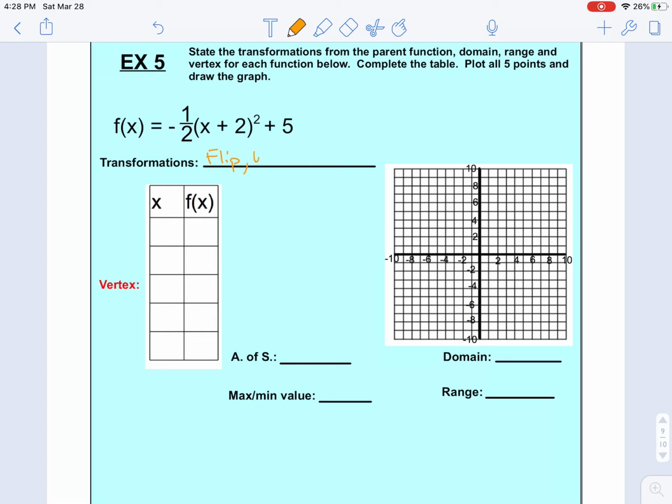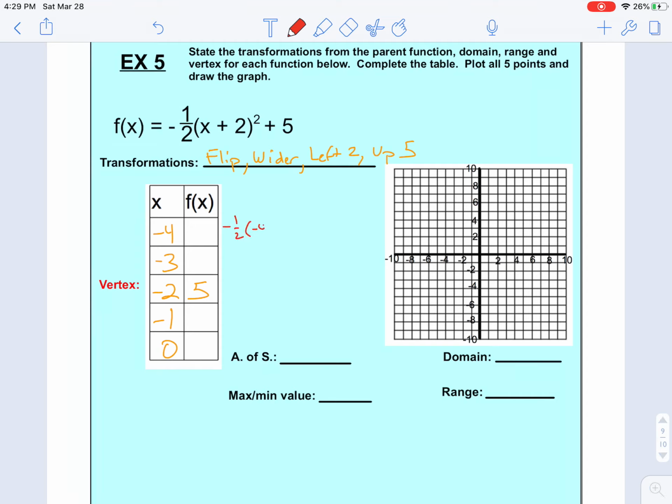Okay, we got this. It is going to be flipped. It is going to be wider because 1/2 is between 0 and 1. We are going to go left 2 because inside the parentheses I have a +2. And we're going to go up 5. So our vertex, left 2, that's -2, up 5 is 5. So let's go -3, -4, -1, 0 are the points we should pick for our x.